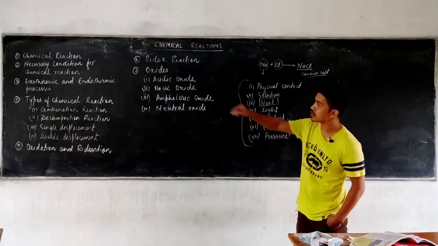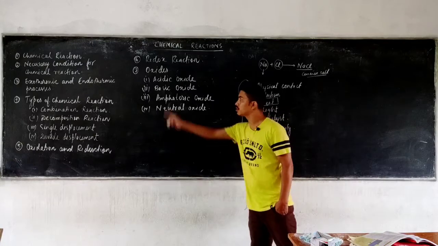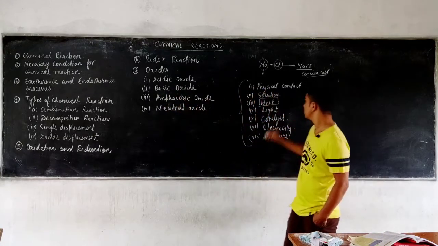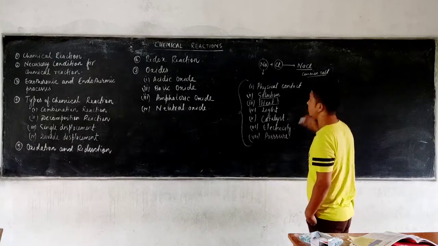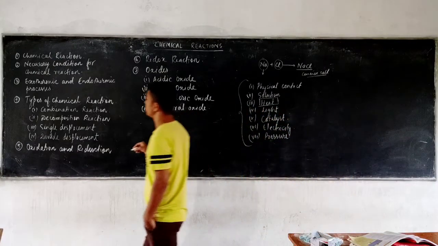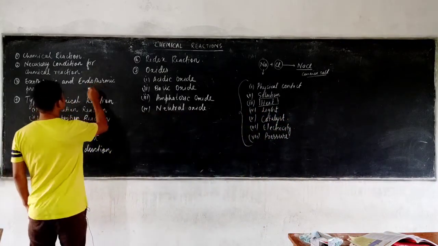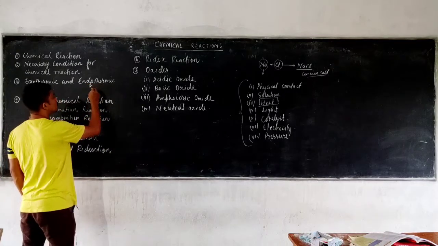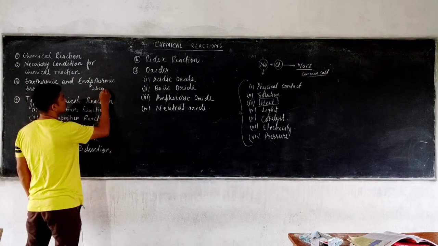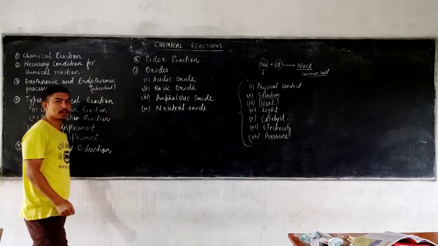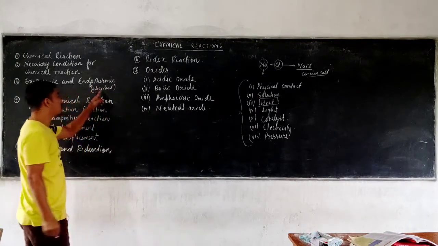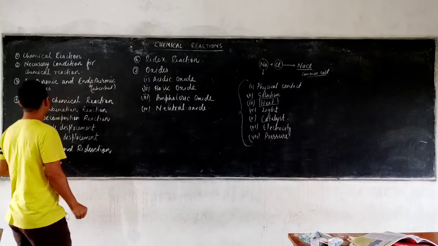Okay, now to understand the third topic, that is the exothermic and endothermic reaction. The chemical reaction in which heat energy is absorbed, I'll write here itself, in which the heat is absorbed is known as an endothermic chemical reaction. So what is the endothermic chemical reaction? Endothermic chemical reactions are the ones in which heat energy is absorbed.